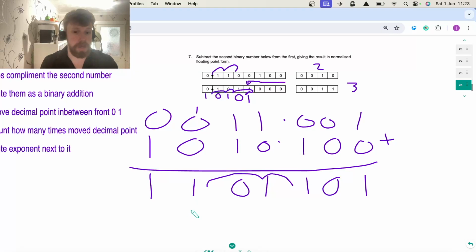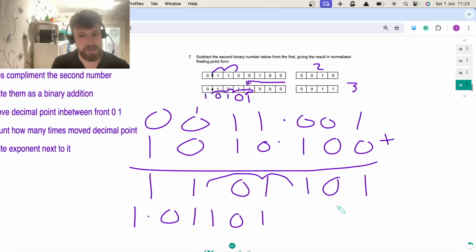Once I've done that, I just redraw my number. So this completely gets truncated and forgotten about. And then I'm just going to put in 1, decimal point to help remind me, 0, 1, 1, 0, 1. And because I've moved it 2 places, all I have to do is remember that my exponent needs to be 2. So 0, 0, 1, 0.